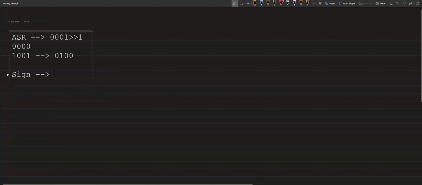So now, if my MSB is high, in this example, then when I shift right, previously in the logical shift, what happened? 0, 1, 0, 0. When I shift right now, it will become 1, 1, 0, 0. So whatever the MSB is, I will append it instead of 0.